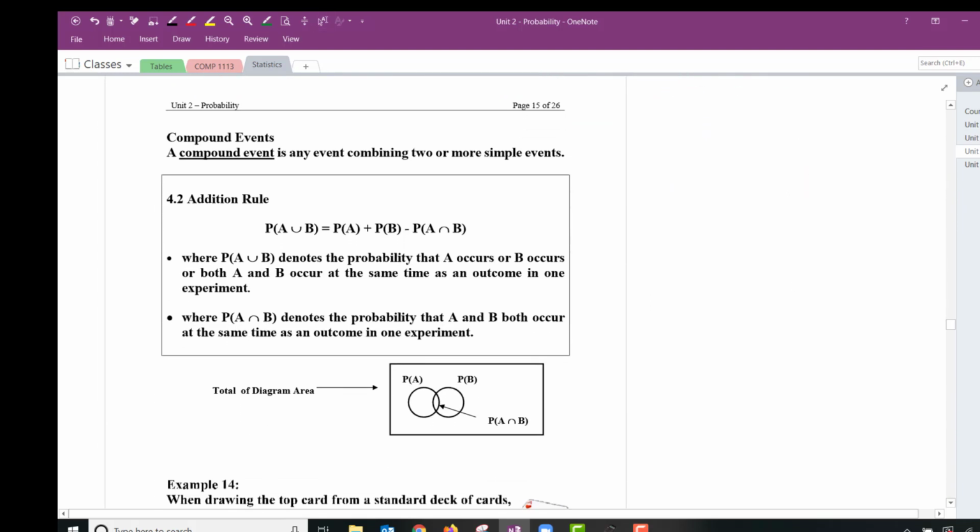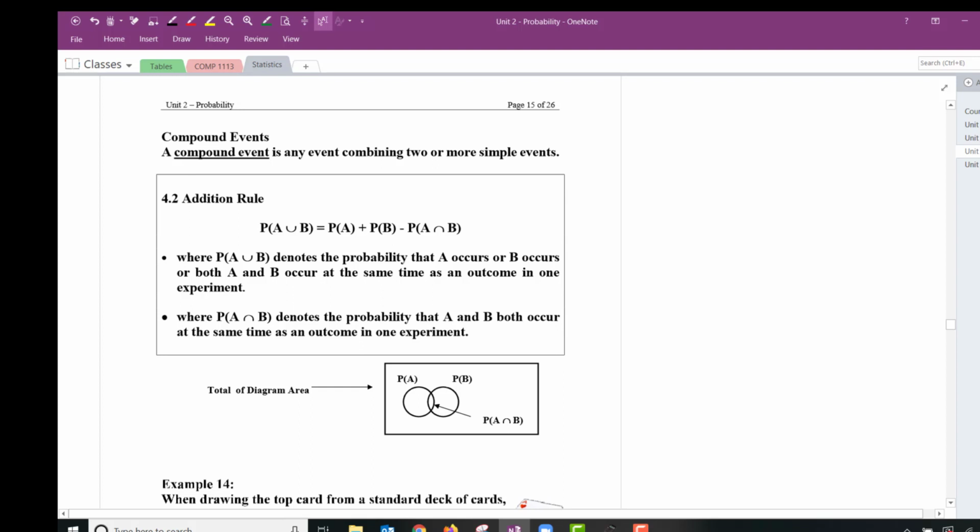More complicated things, we have the addition rule, where we have the probability of A or B. We have a new symbol here. This is from set theory. This just means or. It's the union symbol, A union with B. It's the probability of A plus the probability of B minus the probability that both things happen.